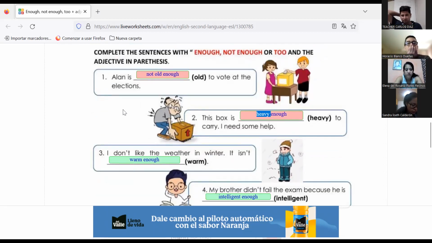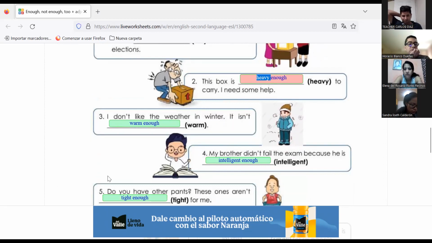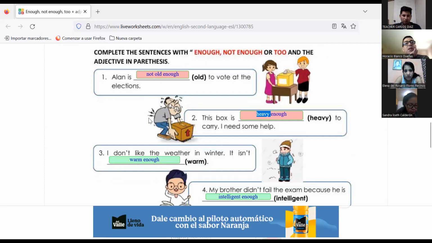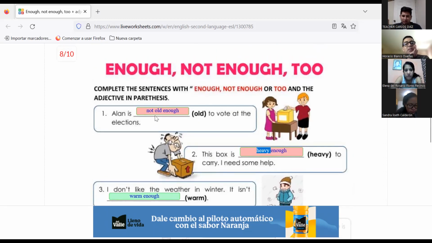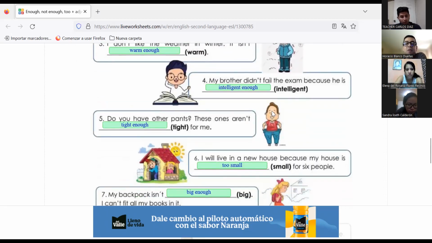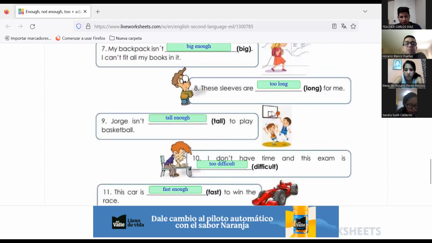What do you think, Horacio, Sandra? For me, all in all. All enough. Pero como por la imagen que se ve, ¿verdad? Yes. Looks too young, yes? Yes. Okay. Well, what do you think about the exercise?